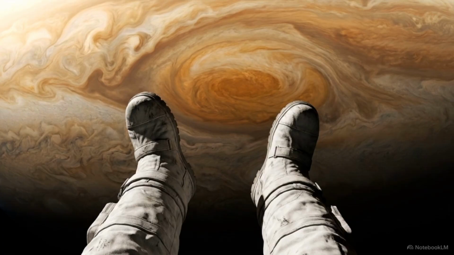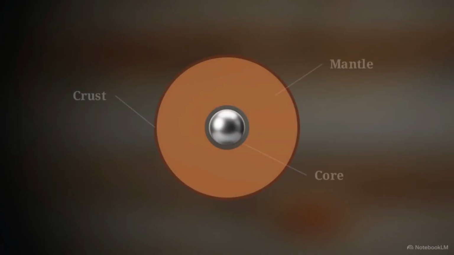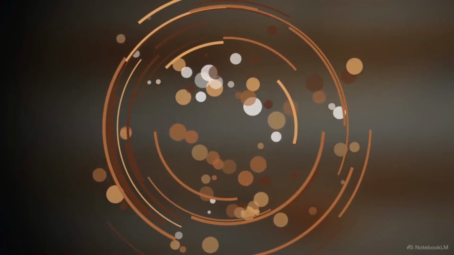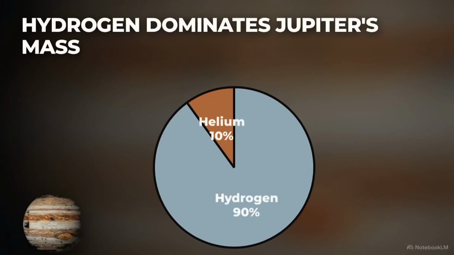But if you tried to land on it, you'd find nothing to stand on. There is no crust, no dirt, no solid ground anywhere. A world this massive, built entirely without a solid surface, forces us to throw out our standard expectations of planetary physics. We are looking at a sphere made almost entirely of hydrogen and helium.